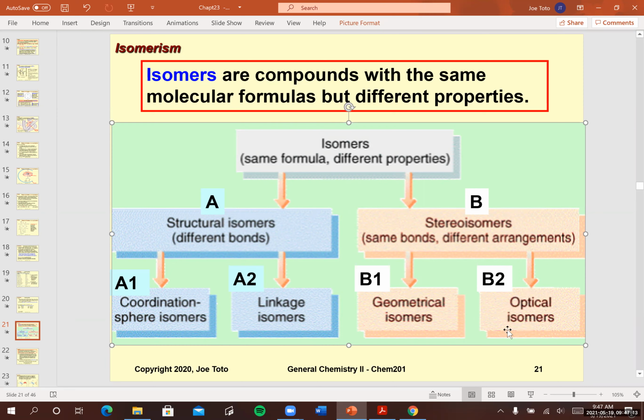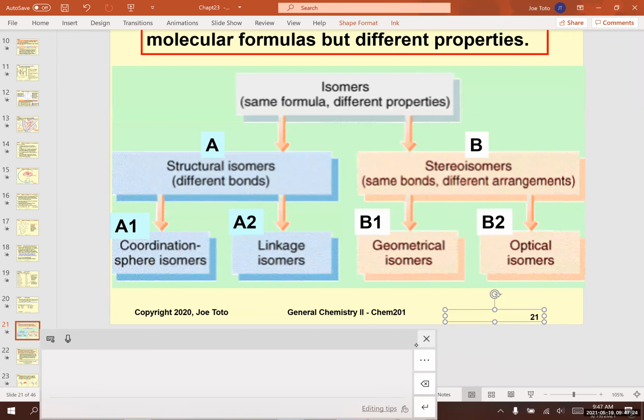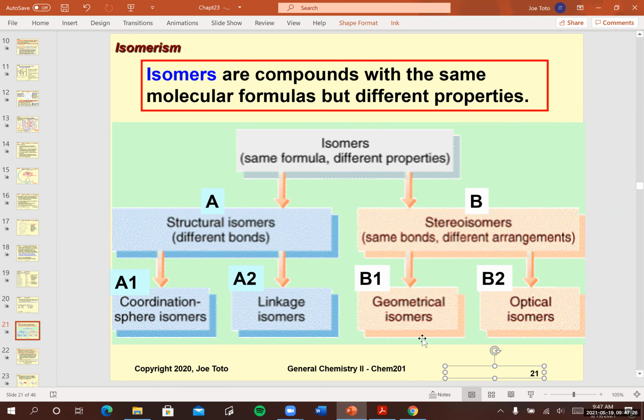So with optical isomers, the reason they call them optical isomers is because when you have these isomers, it's hard to tell the difference between them. One way to tell the difference is the way they interact with light. And that's why they call them optical isomers.